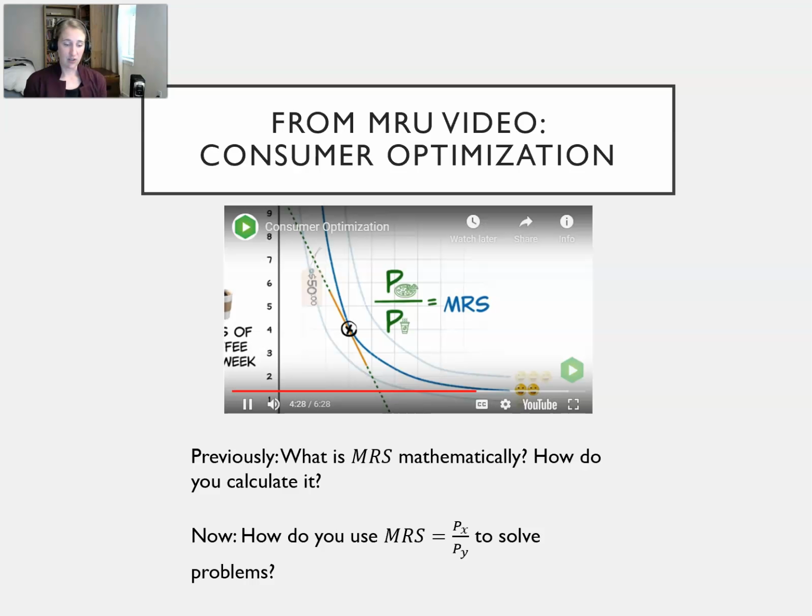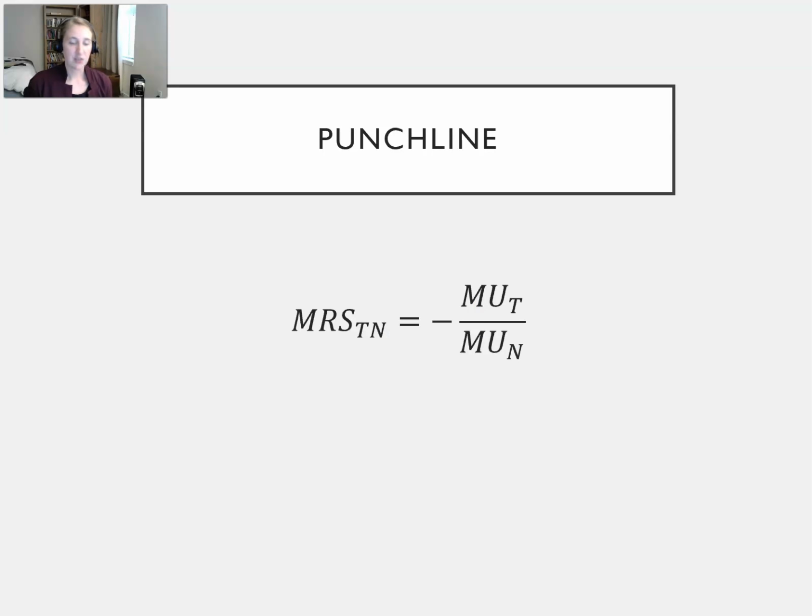And in the previous video, we talked about what the marginal rate of substitution is mathematically, and we also talked about how you calculate it. In this video, we're going to talk about how you use that relationship, MRS equals the price ratio, to actually solve some problems. So the punchline of the last video is that the marginal rate of substitution is equal to the ratio of the marginal utilities.